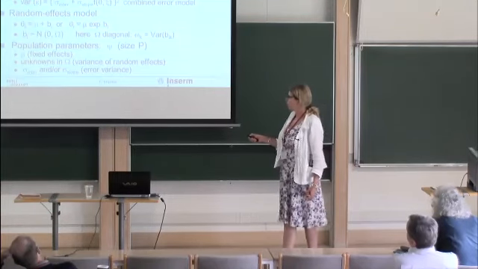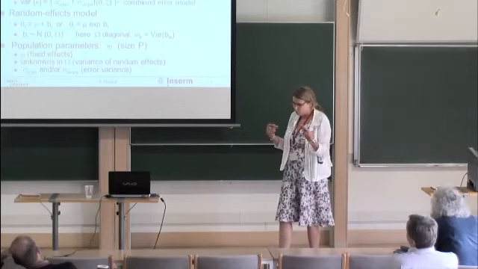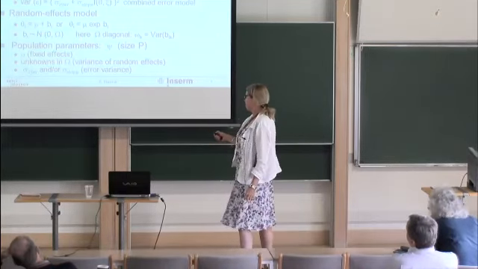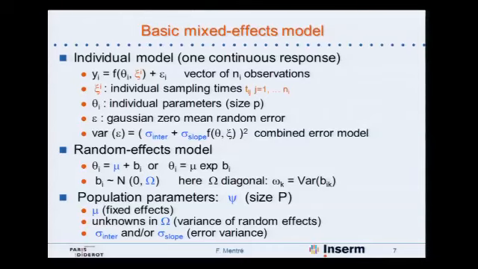So the parameters you want to estimate, which I'll call the population parameters or hyperparameters, are capital Phi, of size capital P. It's composed of all the fixed effects, the means if you want, the unknowns in omega, which here will be the variances of the random effects, and the parameters in the error model.